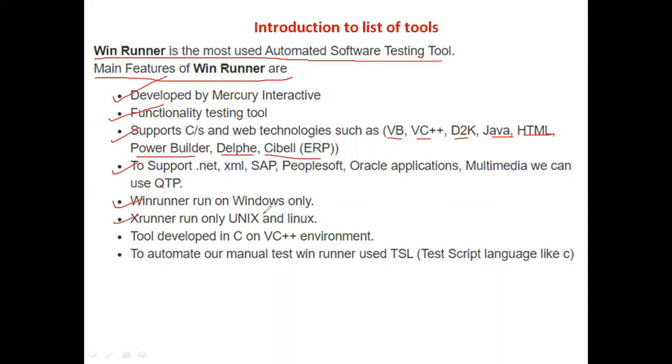XRunner runs only on Unix and Linux. The tools are developed in a C and C++ environment. This WinRunner tool is developed with the help of C and VC++ environment. To automate our manual tests, WinRunner uses TSL, Test Script Language, which is like C.